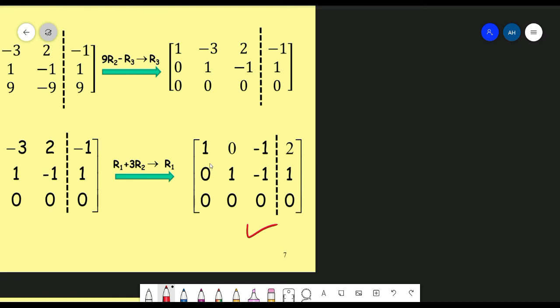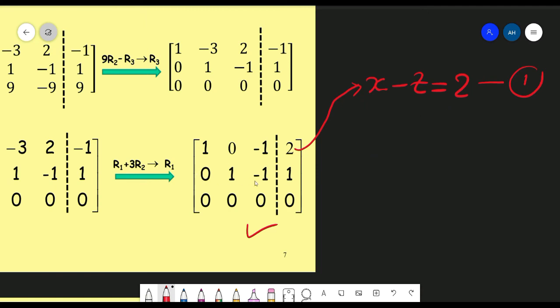Now let's convert the first row into an equation, and also the second row into an equation. From the first row, let's write down the equation that we have: x plus 0y minus z equal to 2. Let's call it equation number 1. We got it from row number 1. So x minus z equal to 2.